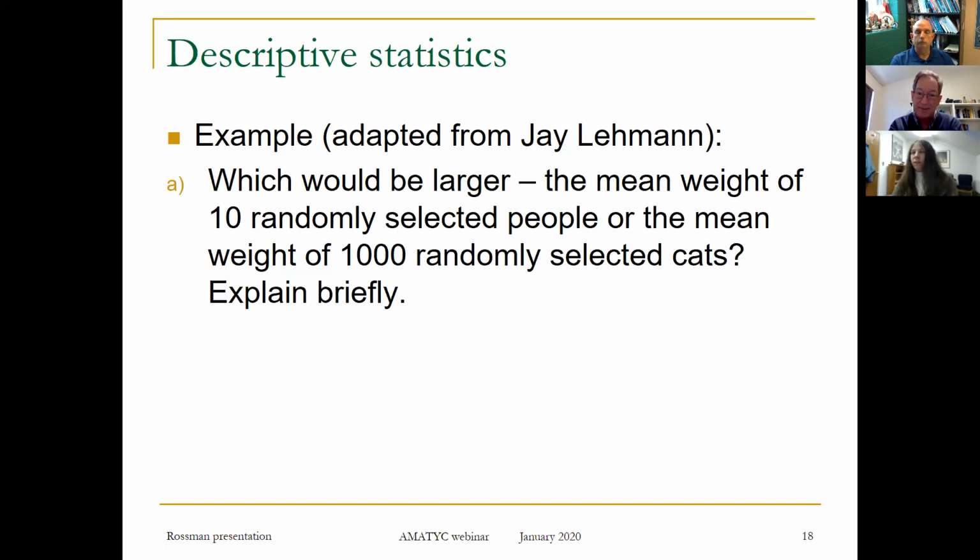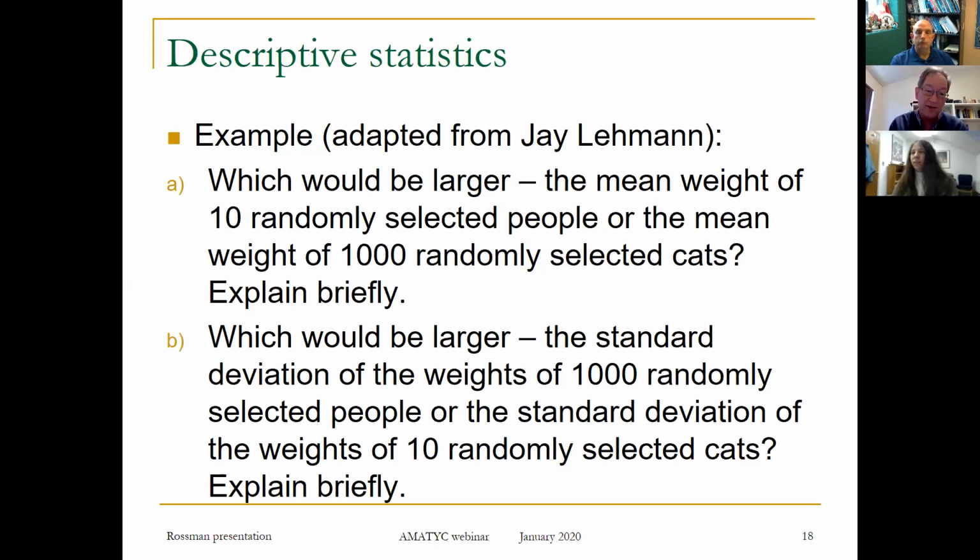They realized that people weigh more than cats in general. So the mean weight of 10 randomly selected people is going to be larger than the mean weight of 1,000 randomly selected cats. Perhaps you might be tempted to think 1,000 of anything is going to be bigger than 10 of anything. That's what an average is all about, making it on a per unit basis. So the mean weight of people is going to be bigger than the mean weight of cats, no matter how many people or how many cats. As I say, my students did fine with that.